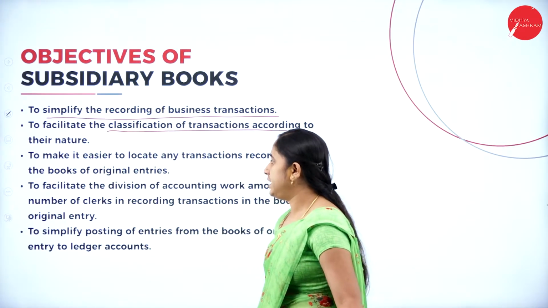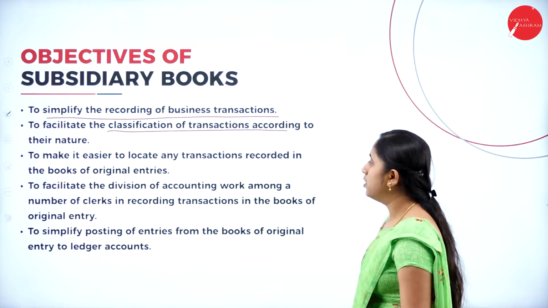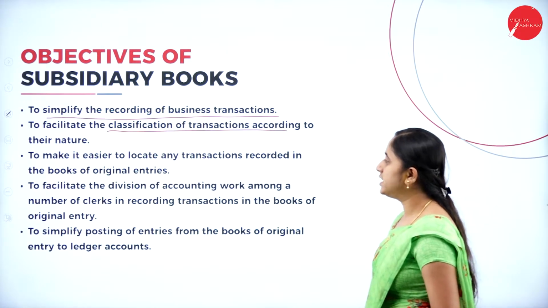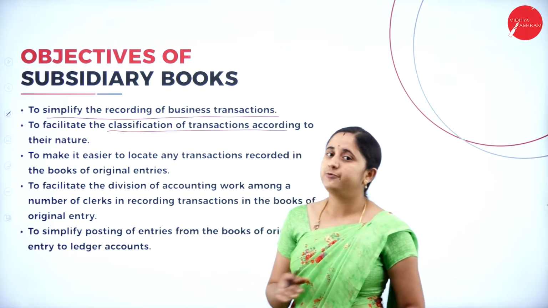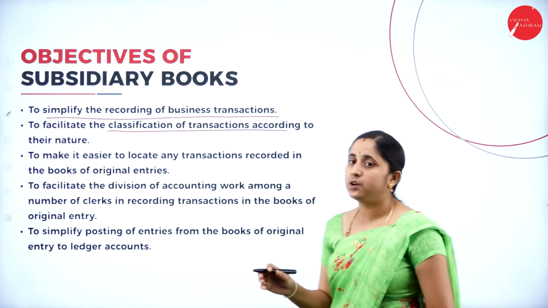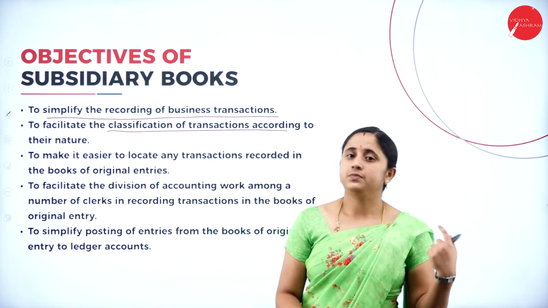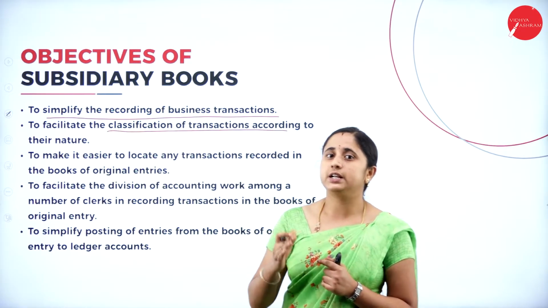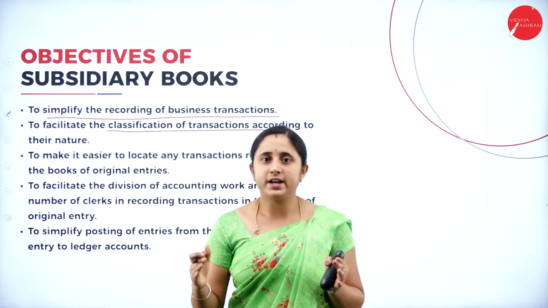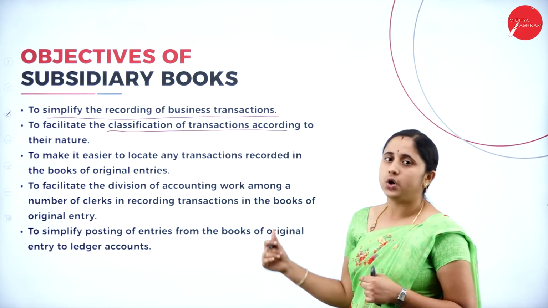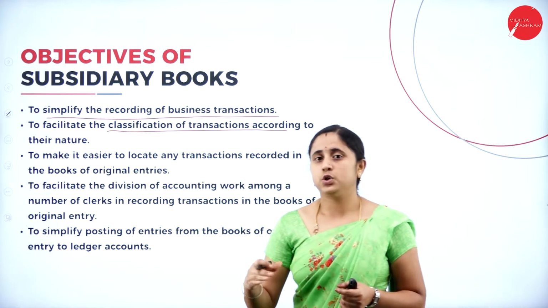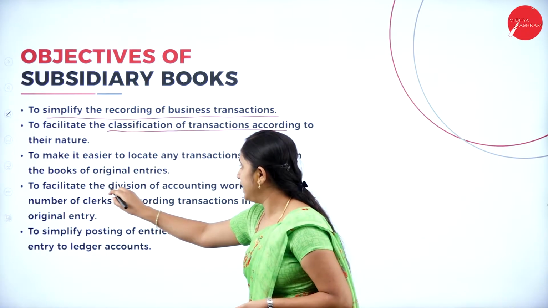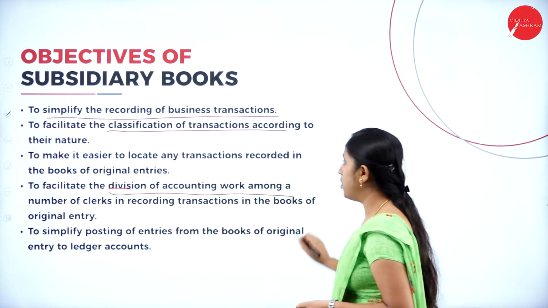Next, to facilitate the division of accounting work among a number of clerks in recording transactions in the books of original entry. That means it facilitates division of accounting work. In journal entry, only one person can record at a time. So, in subsidiary book, it divides the work. So, division of work can be done in the subsidiary book. So, it helps them to record easily. So, faster work can be done. So, it helps in dividing accounting work among the clerks.